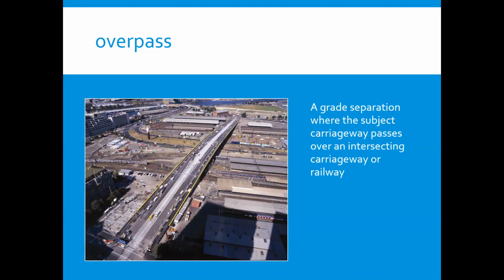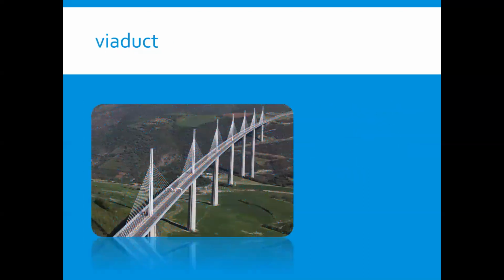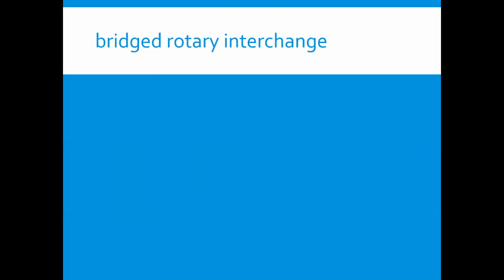What is the overpass? It's a grade separation where the subject carriageway passes over an intersecting carriageway or a railway. In this particular instance, if you're familiar with the area, and you can see in the photograph, it's crossing a range, I can give you the exact number, 11 railway lines. Viaduct. A long bridge composed of a series of spans, usually over land.